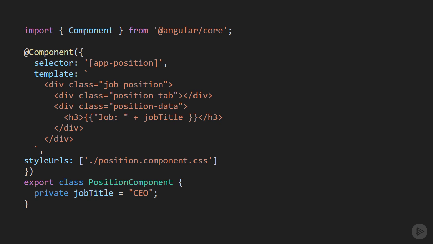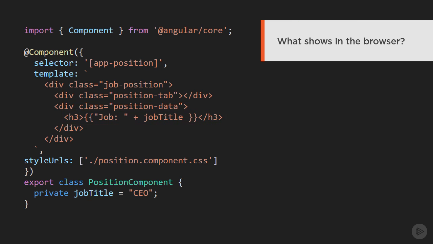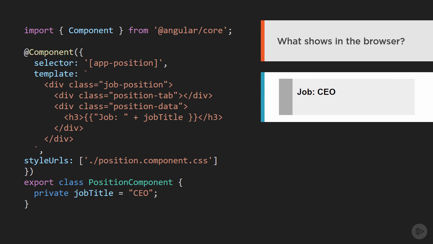Looking at this example, we have an actual expression here. We have the literal string job, colon, and we're using the plus symbol. So this is a string concatenation. And what shows in the browser? We get job colon CEO. So when the Angular compiler evaluates an expression here, we do have access to simple operations.